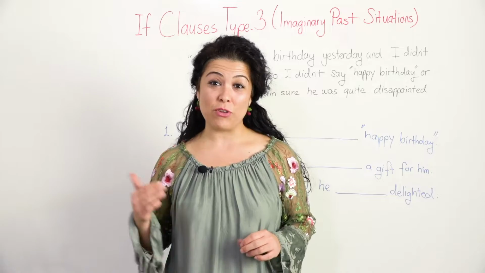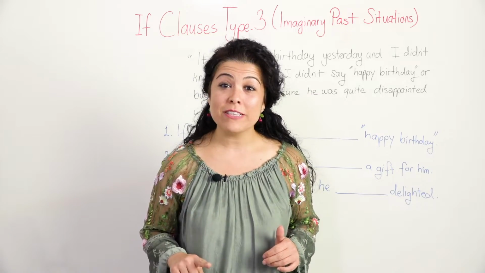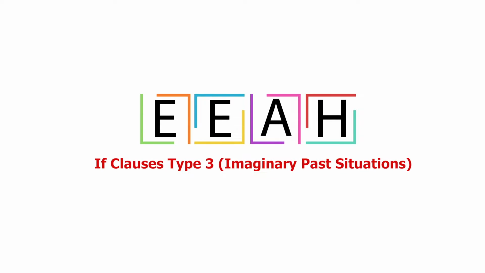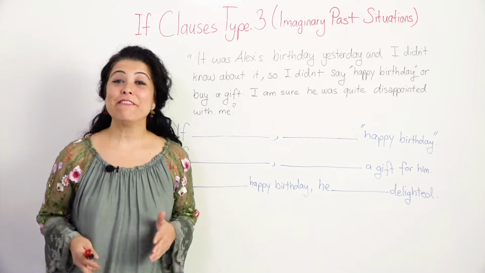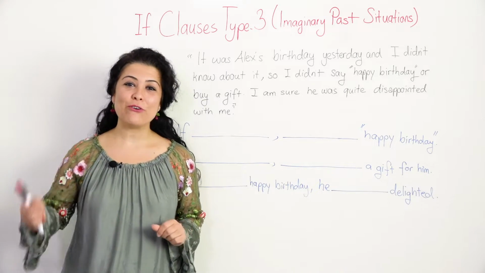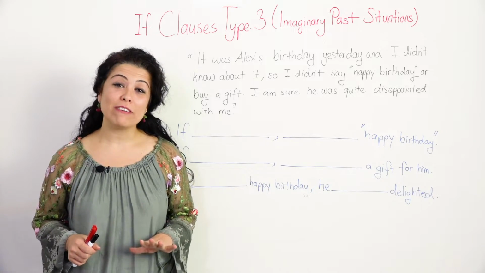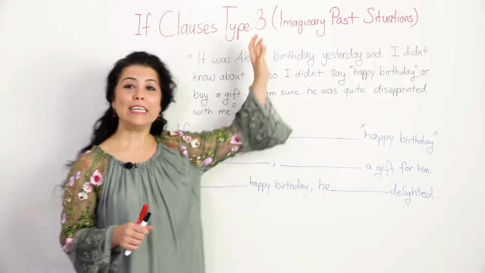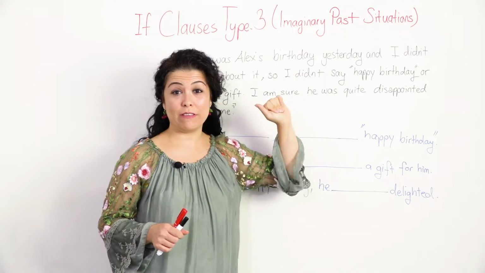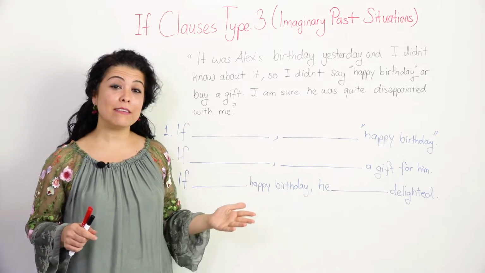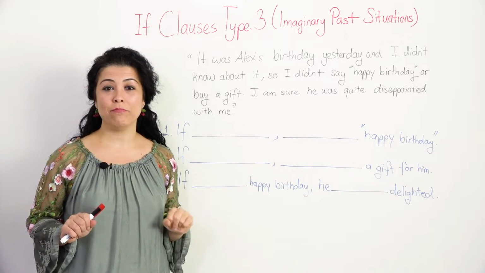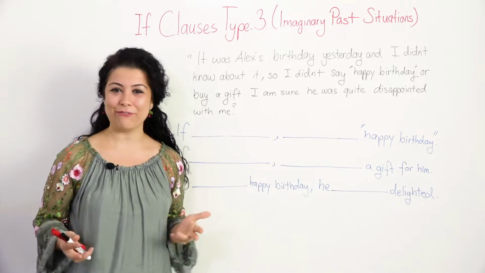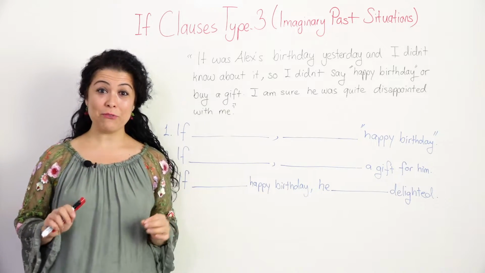Today, I'm gonna teach you if clauses type 3. In other words, if clauses for imaginary past situations. We looked at this topic in our earlier lessons. Today, we're focusing on type 3. We use if clause type 3 to talk about imaginary past situations, things that happened in the past and we cannot change anymore. We can only think back and speculate how things could have been different. I will explain to you further with an example.